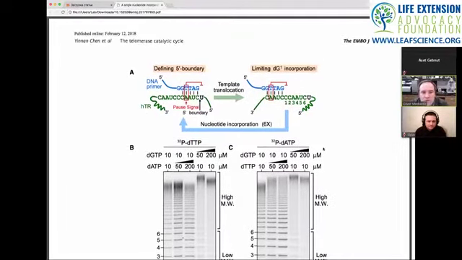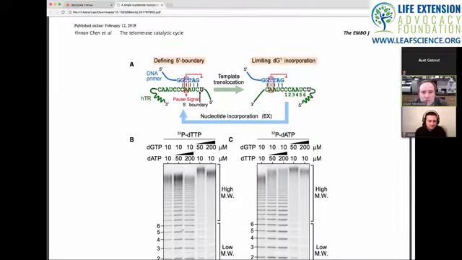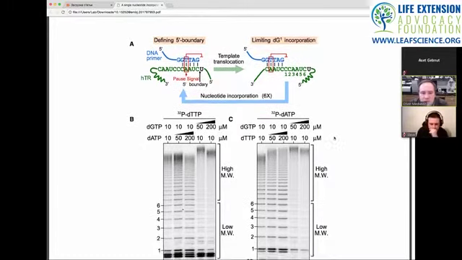So this pause function basically does, here it's just a little figure showing that this pause signal does two things. It defines the 5' boundary, right? So basically it pauses whatever is there. It doesn't have to be a G. And in the wild type case, it limits the first G incorporation, right? So that's what it normally does.